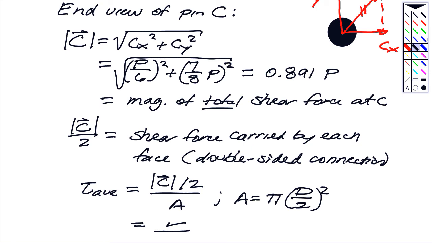So in order to know the shear stress, we had to find the total shear force first. We did regular equilibrium analysis and found the resultant shear force acting at C. We recognized that that shear force is split between two surfaces. It's a double-sided pin. We take that C and divide it by 2. That gives us the shear force acting on a surface. Take the shear force, divide it by A, and we get the average shear stress.